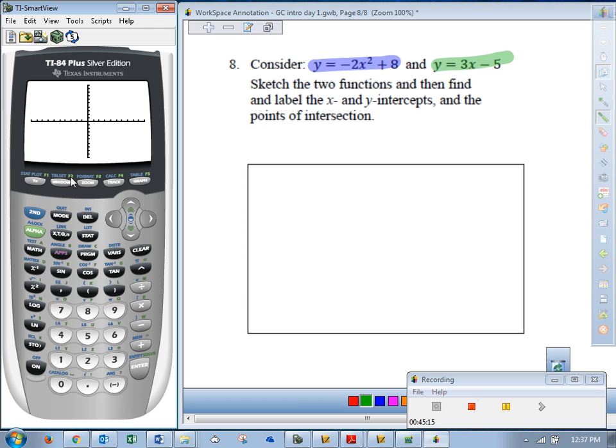So I'm going to change my window by hitting window and changing the y minimum to -15. And I'm going to let it count by ones again. Close enough, right? Let's just see if that's good enough for me. How do I get back to the graph now? Hit the graph button. And I'm looking for that other place of intersection, if I see it or not. Woo! Pretty tight, right?